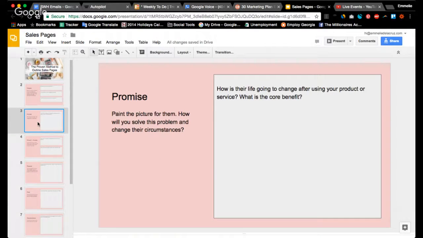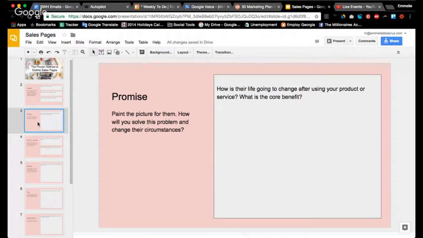The next thing is the promise. So you just told them what's wrong with them, right? You told them that they don't have time to plan content and therefore they can't work with brands or make money online. Or you told them that because they don't have time to go to the gym and they don't have the proper workouts at home, they're not able to look and feel their best and get into that bikini, right? So now the problem is going to paint the picture for them. How are you going to solve the problem and change the circumstances?